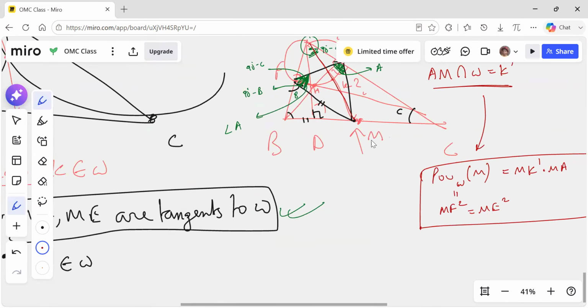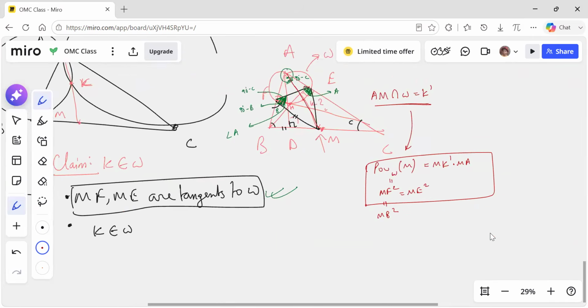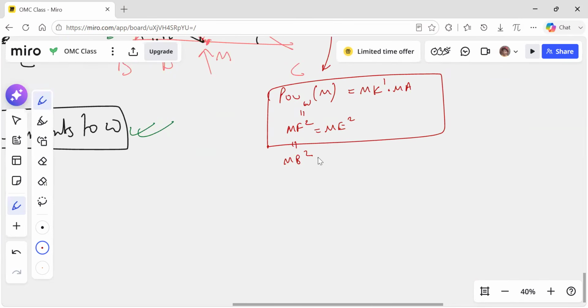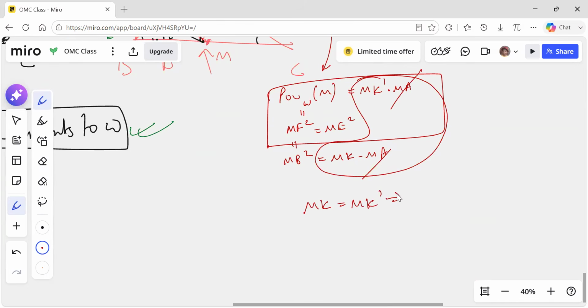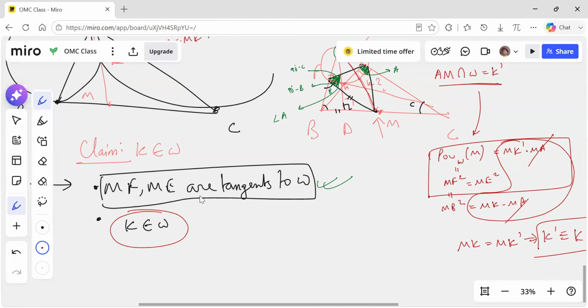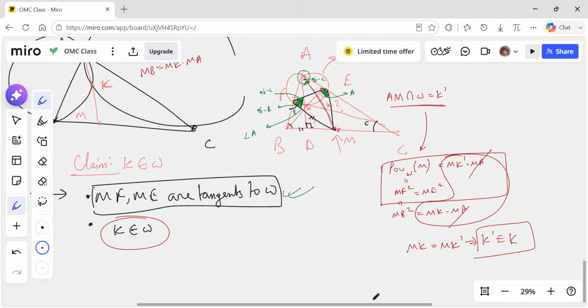We have this. And now we know that MF is equal to MB. So this is also equal to MB squared. And what we know from here is that MB squared is equal to MK times MA. So this is equal to MK times MA. And now we can finally equate these two, get rid of MA, and we can say that MK is equal to MK dash. So this should imply that K dash is basically K because both lie on ray M. So this implies that this is true. Was this proof clear?